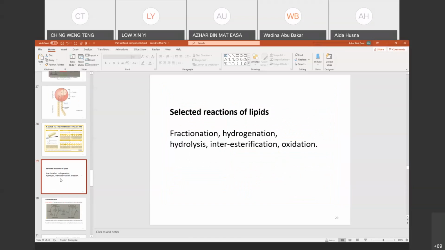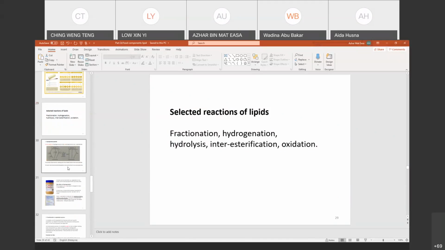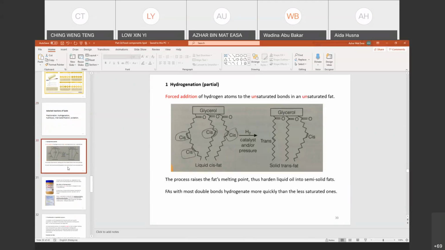Okay, we're going to go into selected reactions of lipids. In industry, they do fractionation, hydrogenation, hydrolysis, esterification. And what they do not want to have is oxidation. These are reactions of lipids. The famous one is hydrogenation. It's the addition of hydrogen atoms to the unsaturated bonds in unsaturated fats.